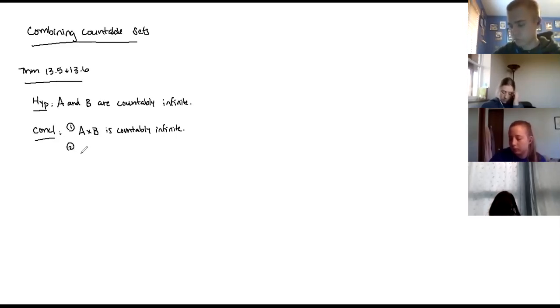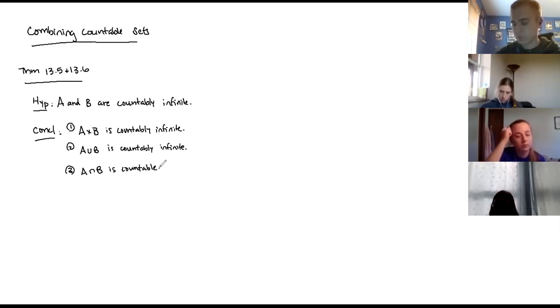And second, A union B is also countably infinite. So we can make two new sets. A cross B is countably infinite. A union B is countably infinite. I can do intersection also, but all I can say is that A intersect B is countable.